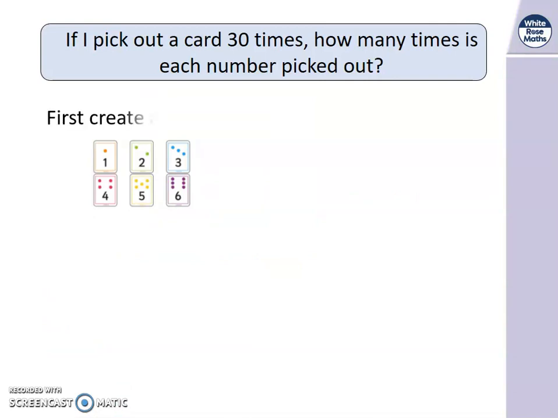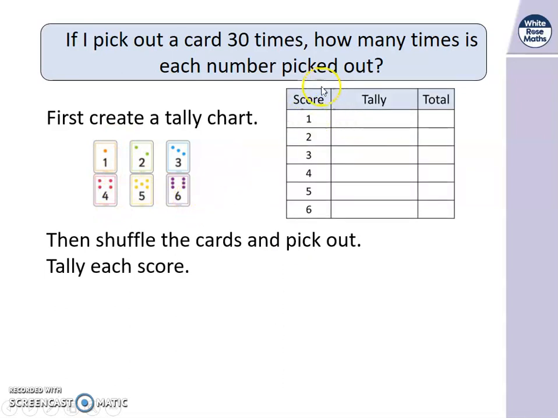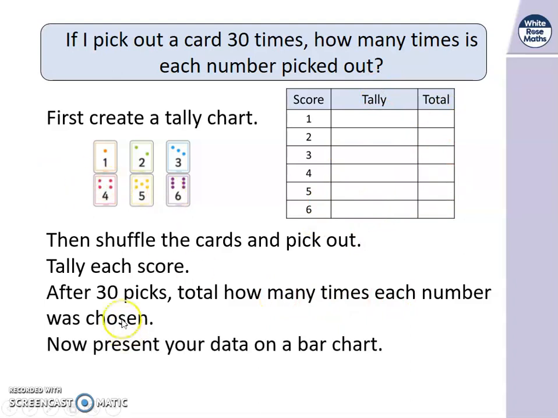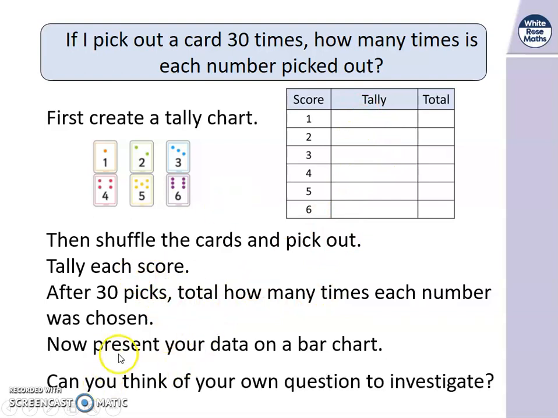Here I've got another task for you to do. So if I pick out a card 30 times, how many times will each number be picked out? So you can do this at home. Get a plain piece of paper and write down numbers 1 to 6. And then we can make a table like this, and you can write down your score and your tallies and your total. So you need to shuffle your cards and pick out a random card one at a time. You need to do this 30 times and make sure that you write down each tally of the amount of times that you pick out each number. Now try and do that on a bar chart and see if you could think of any questions to investigate on your own.